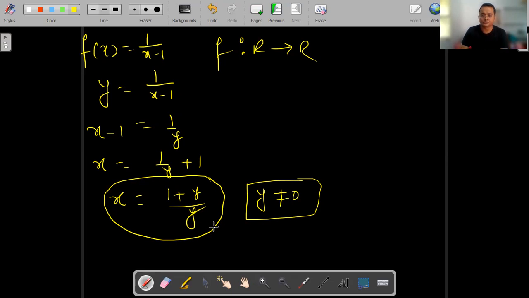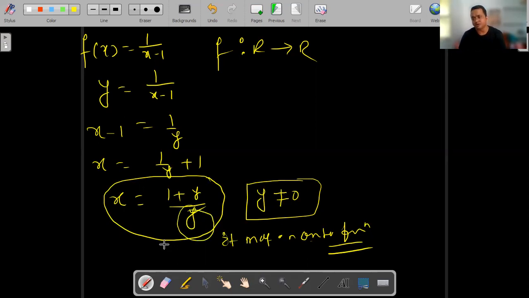So what can we say? It is not an onto function. Why is it not an onto function? Because x is not defined for all the real values of y. 0 is a real number, no? If you put it, the function is undefined. Hope it is clear to everyone.